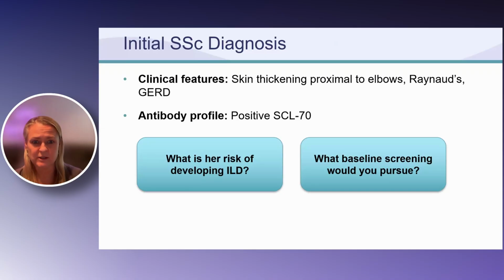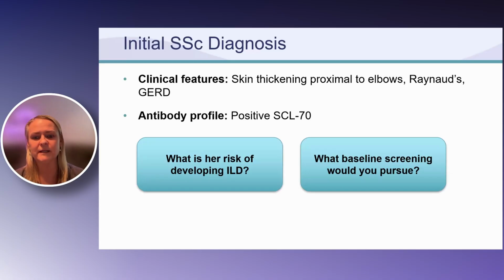So she has the positive SCL70. She does have the systemic symptoms of the systemic sclerosis with the skin thickening and the Raynaud's. She also has some GERD, which also can be a precursor to having some ILD just from acid reflux traumatizing those lungs a little bit. And then she's now having worsening shortness of breath and dyspnea. So you always have to think about possibly ILD coming from that.